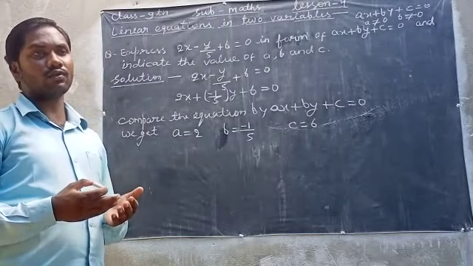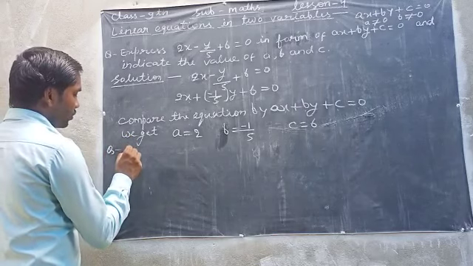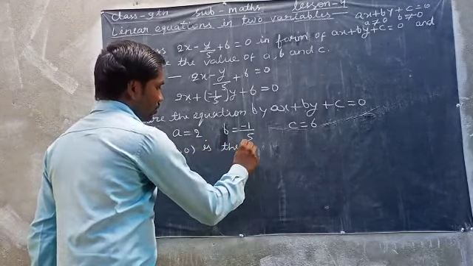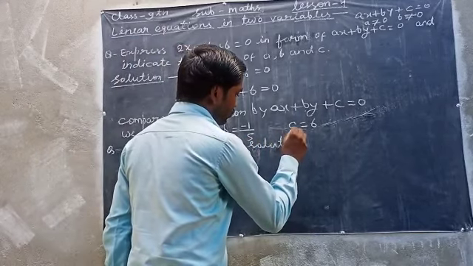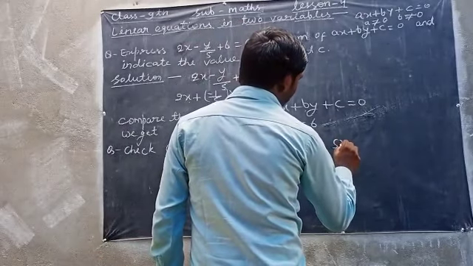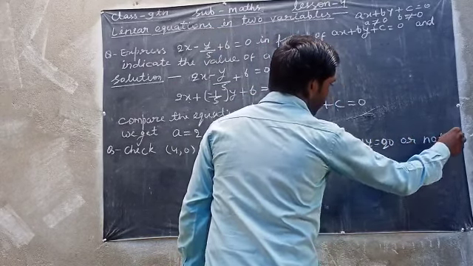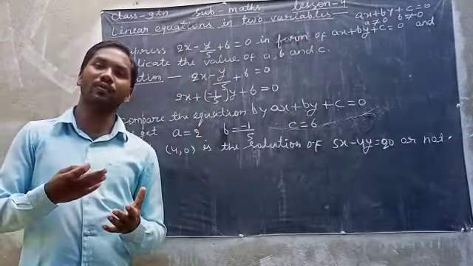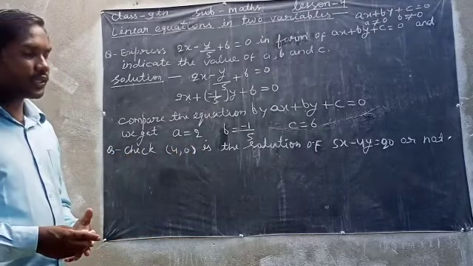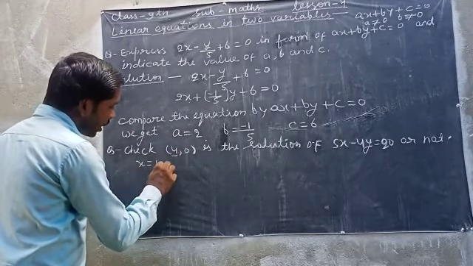Now we will discuss one another question, which is question number 3 of our exercise: check whether (4, 0) is the solution of 5x minus 4y is equal to 20 or not. We will check that (4, 0) is the solution of 5x minus 4y is equal to 20 or not. So you can see here 4, 0. In coordinates we write first x and after that y. So from here we get the value of x is equal to 4 and y is equal to 0.